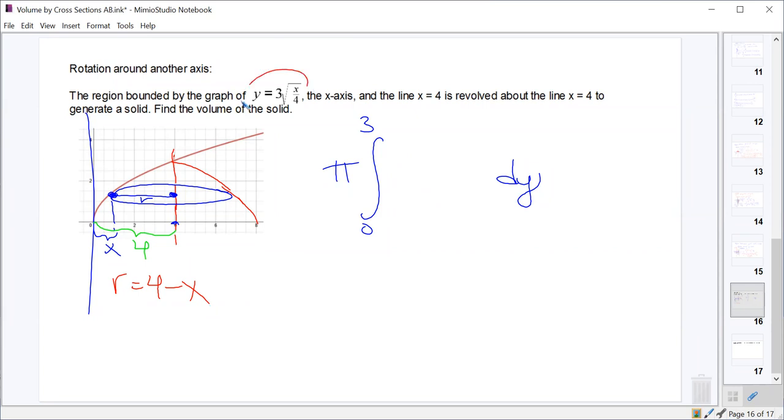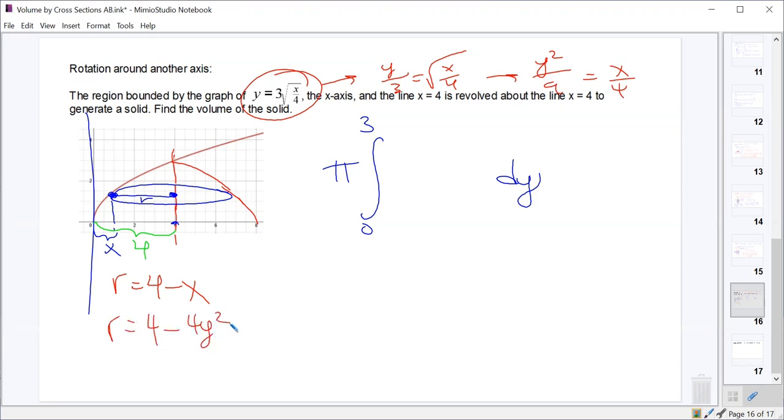So what does x equal? Well, y over 3 equals root x over 4. Y squared over 9 equals x over 4. So x equals 4y squared over 9. So our radius is 4 minus 4y squared over 9. So that's the unpleasant looking thing that we have to put in here. And then we have to square it.